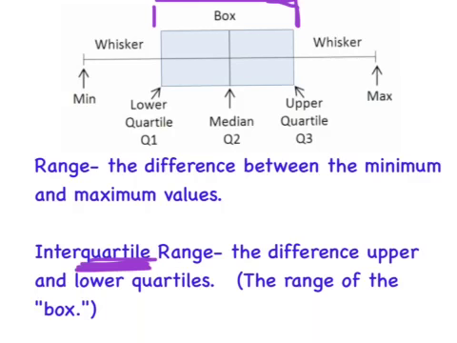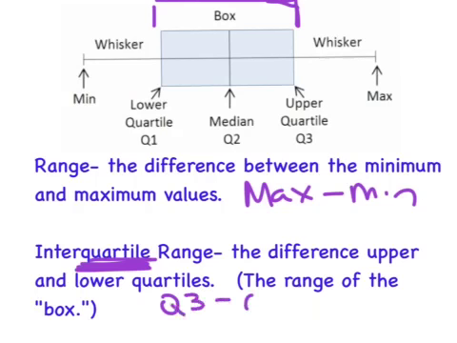So we're just looking at the box right now. And so the interquartile range is the difference between the upper and lower quartiles, or the range of the box. So the range is the max minus the min, whereas the interquartile range is Q3 minus Q1. So my range is the range of the whiskers, and my interquartile range is the range of the box. The easiest way to think about this is range is biggest minus smallest. We already know that. And the interquartile range has the word quartile in it, and that is your clue that you're finding the range of the quartiles or the box.